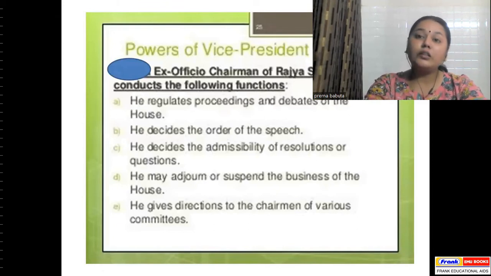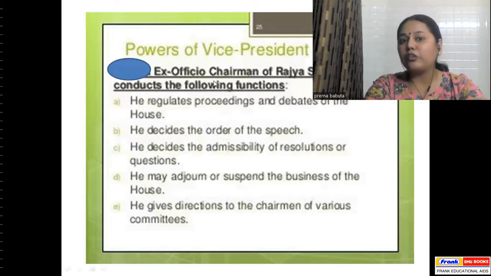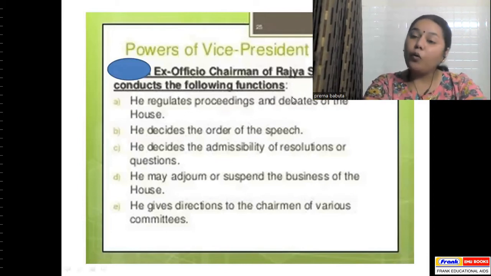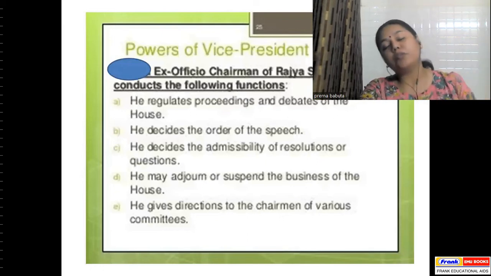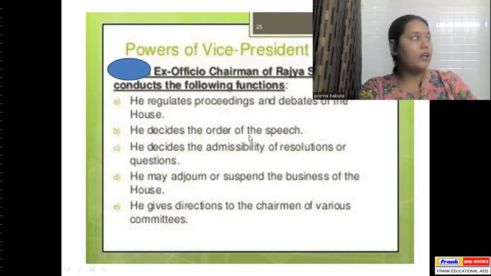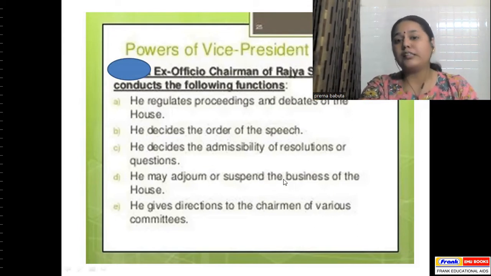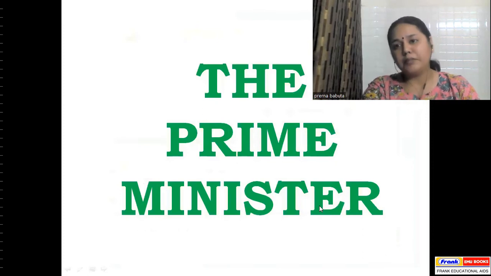Now, what are the powers? So in the previous class, we studied that he is the presiding officer of Rajya Sabha, or the ex-officio chairman of Rajya Sabha. And what are his main functions when he's presiding over the meetings of Rajya Sabha? He regulates the proceedings and debates of the house. Which house are we talking about? Rajya Sabha. He decides the order of the speech. He decides the admissibility of resolutions or questions, and he may adjourn or suspend the business of the house if he feels that there is a need to do that. And he gives direction to the chairman of various committees.